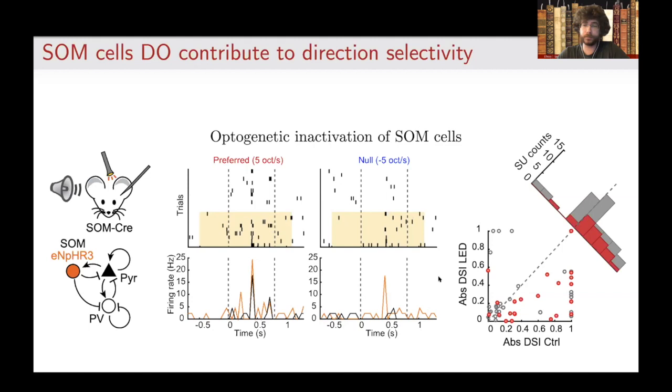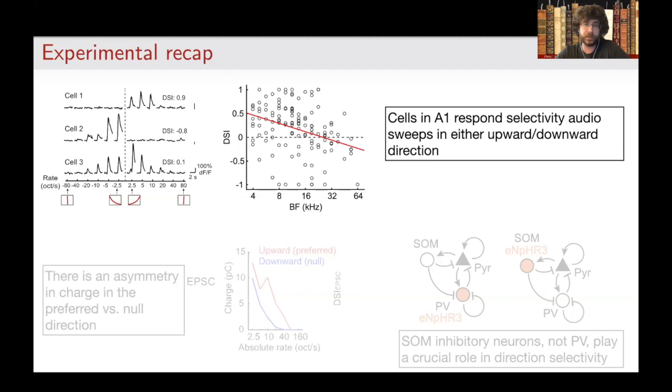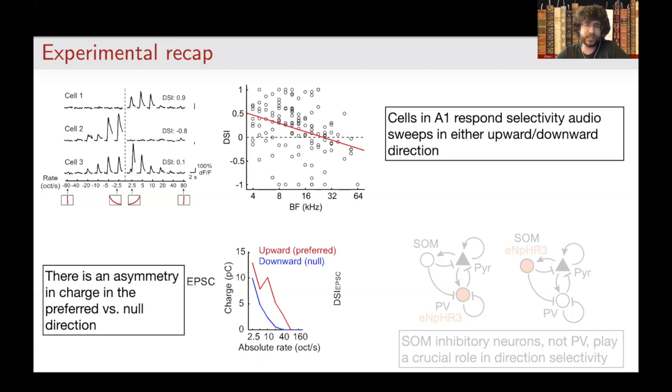So I want to connect all these different pieces together, because these are the pieces that we want to approach now with our model. Cells are selective for frequency sweeps, and the direction they prefer depends on where they are on the tonotopic axis. Low frequency preferring neurons have a positive DSI, meaning they prefer upward sweeps. High frequency preferring neurons have a negative DSI and prefer downward sweeps. There's also an interesting asymmetry in charge: there is more charge, both excitatory and inhibitory, in the preferred direction compared to the null direction.